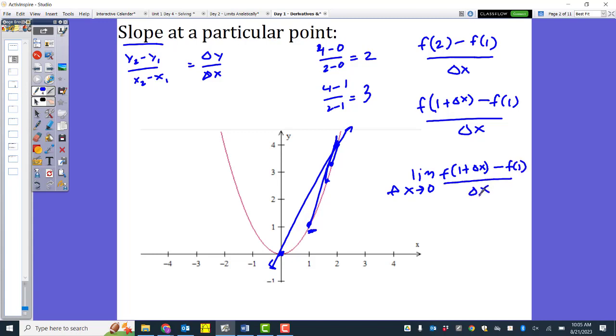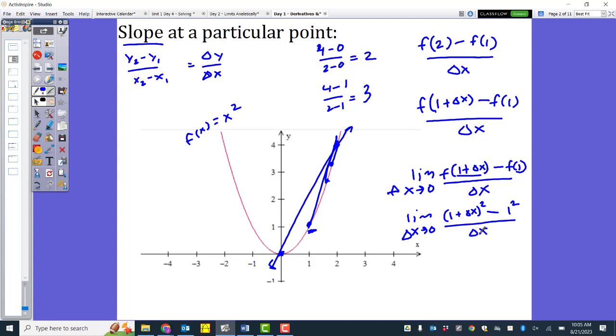So now we're saying, okay, we want this slope formula when our change in x is getting really close to 0, or approaching 0. All right, so let's work that out. This function, this f of x, is actually just x squared. So let's plug this in. Limit as delta x approaches 0, and we'll plug this into x squared, so (1 plus delta x) squared, minus 1 squared, over delta x.